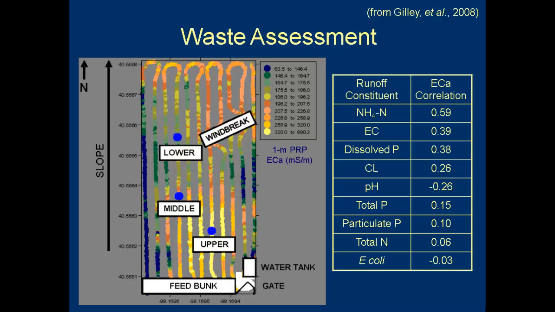Simulated rainfall was applied to test areas in the upper, middle, and lower slope areas of the pen. Runoff was captured and chemically analyzed. When constituent concentrations were compared to the apparent conductivity of the test areas, ammonium shows the greatest correlation, followed by electrical conductivity and dissolved phosphorus, then by chlorides and pH. The example shows that apparent conductivity can indicate the distribution of waste within an animal pen, and that apparent conductivity is correlated to some constituents of the waste that might require management.